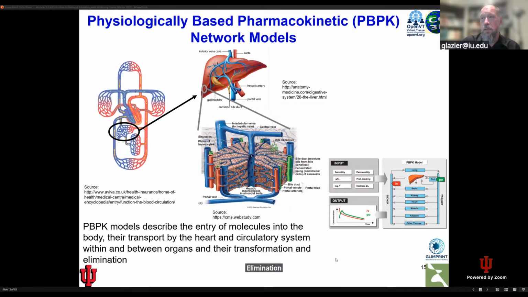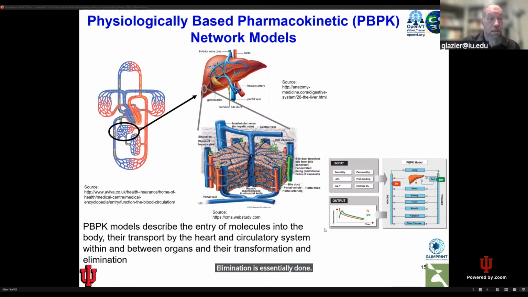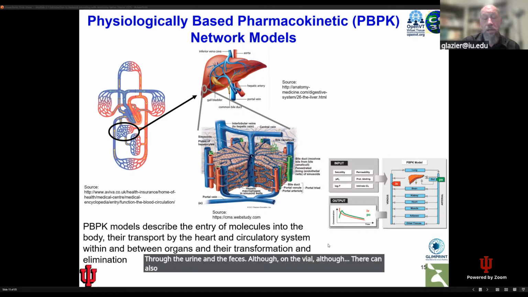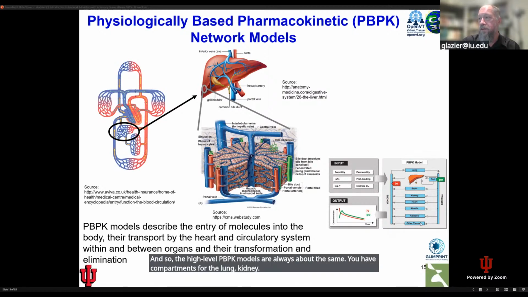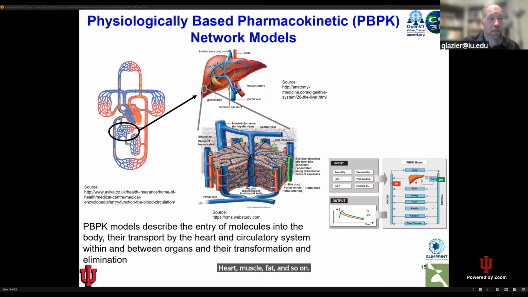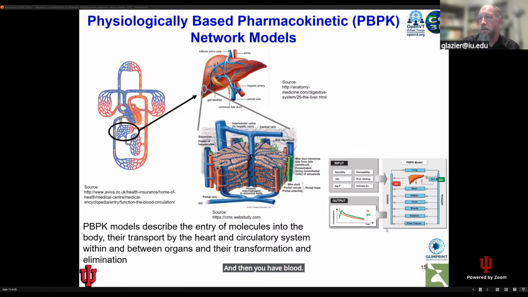Elimination is done by metabolism in cells throughout the body, but especially in the liver. Elimination is essentially done by the kidneys and the liver through the urine and the feces, and the bile, although there can also be elimination through the breath and through sweat, for example. And so the high-level PBPK models are always about the same. You have compartments for the lung, kidney, heart, muscle, fat, and so on. The liver always has a special one. The gut always has a special one. And then you have blood, arterial and venous blood, that transport chemicals.